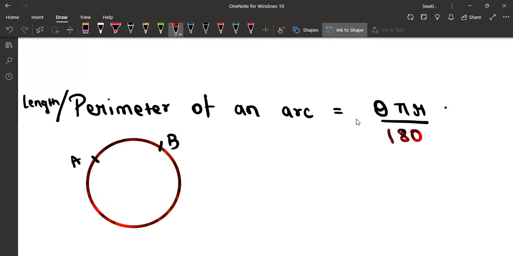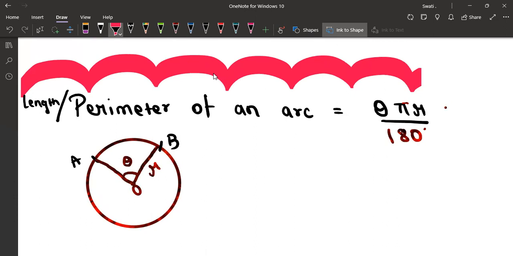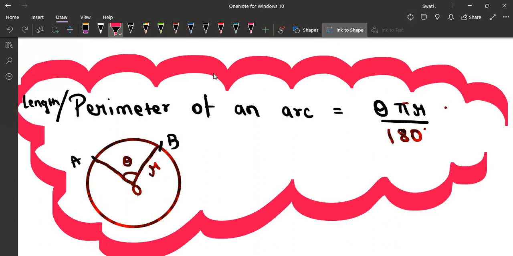Okay. What is theta here? Theta is nothing but the angle made at the center of the circle by this arc AB. So here, of course, one angle is formed. Let us imagine this angle is theta. Of course, this is our radius, so the radius is r. Pi, we all know, is either 22/7 or 3.14, and 180 is the angle, right? So this is the formula to find the perimeter of an arc, theta into pi r over 180. All right, this is the first formula.